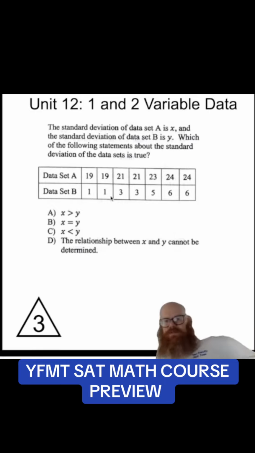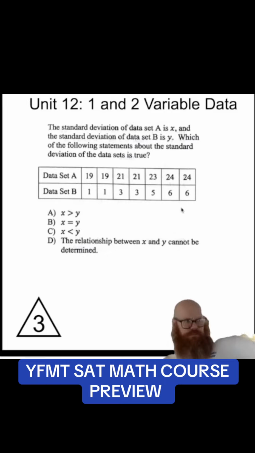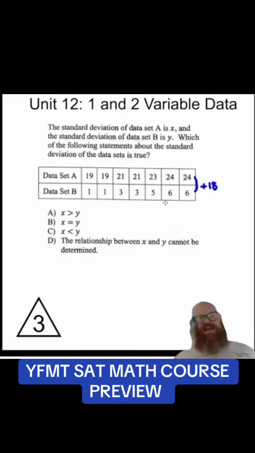Well, if you look at these individually, you don't have to be able to calculate standard deviation on the SAT. You just need to be able to know how the standard deviations relate to each other. And what relates this data is that we are adding 18. You can look at subtracting, but I'm going to look at it from bottom to top. You're adding 18 to data set B, and that works for every one of these. That's the key. It has to be every single one of them.